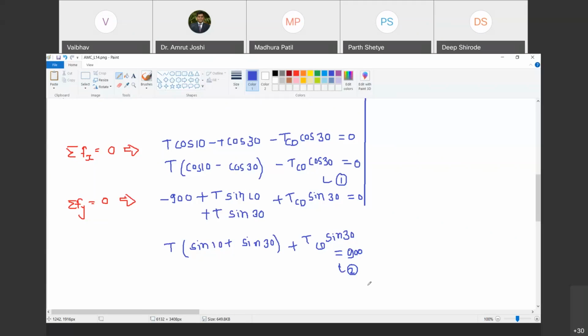A2 is sin 10 plus sin 30. You need not simplify this. You can directly substitute those values as A1, A2, sin 10 plus sin 30. And B2 is sin 30 and C2 is 900. So tell me, what do you get? Are you getting this? T is equal to 1212.56.